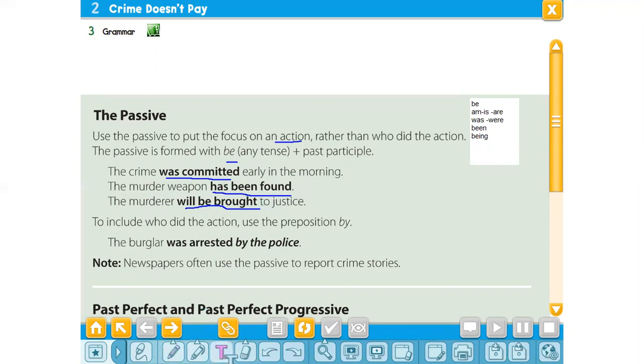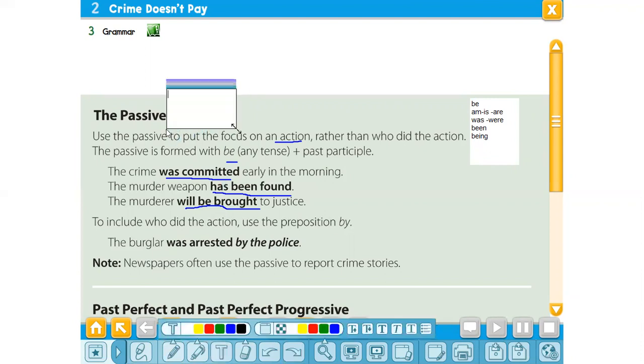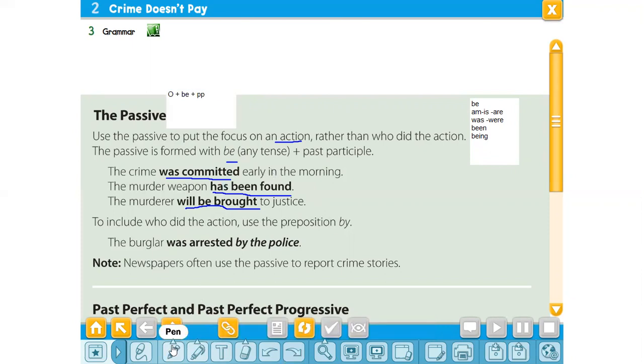Now, let's write the passive form. The passive form, we will start with object plus verb to be plus past participle. Clear now? Okay.